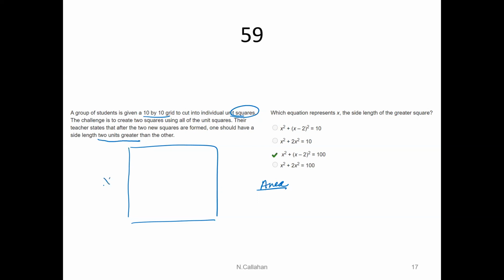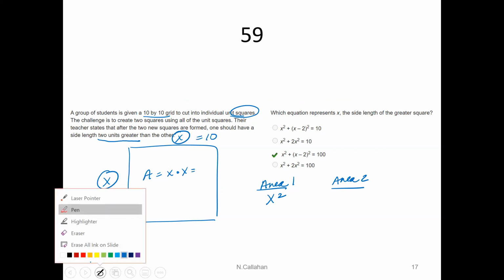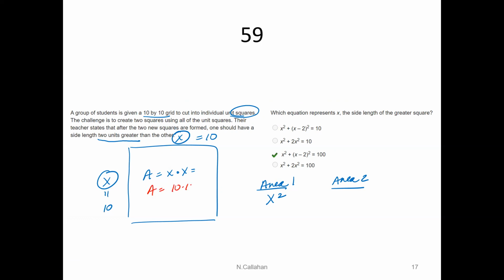How do you find the area of a square? What times what? Well, shouldn't it be the side times side? It's kind of like a rectangle, isn't it? Isn't a rectangle just a longer version of a square? So what is your x times x going to equal? Isn't that x squared, right? And then you also know that your x is a 10 by 10. So your area for this is going to be 10 times 10, isn't it? So what is that going to equal?